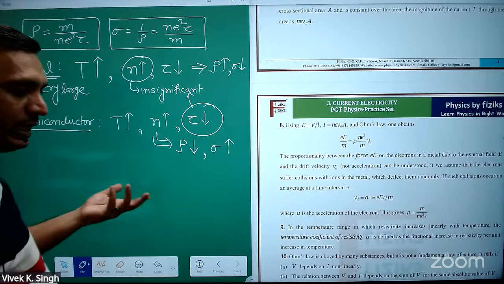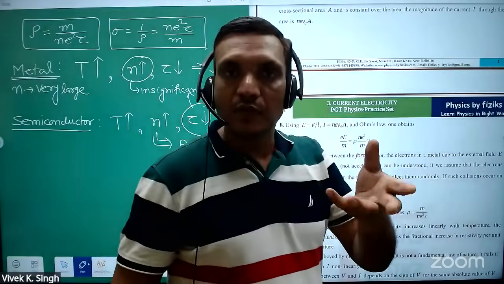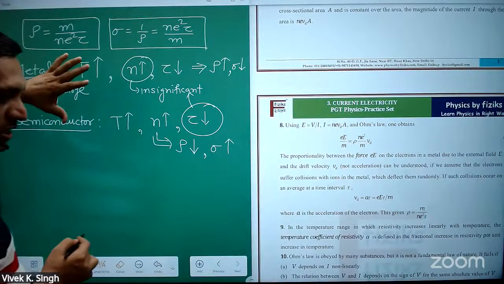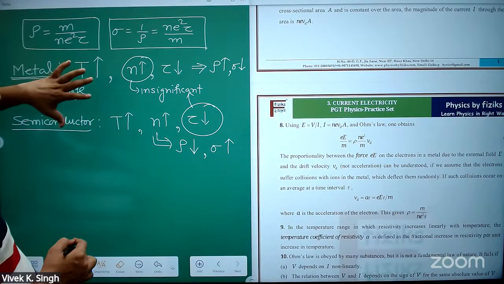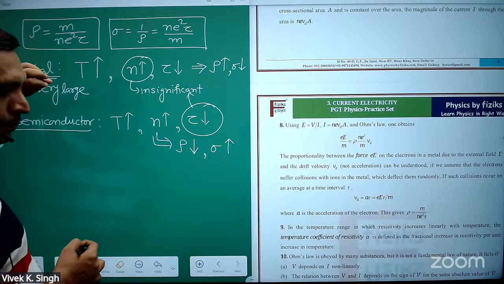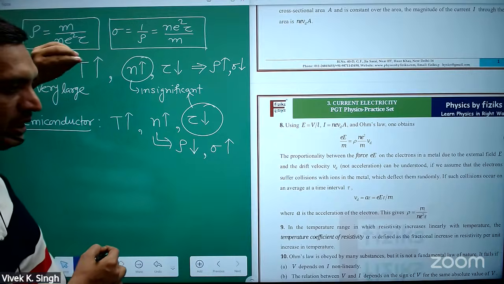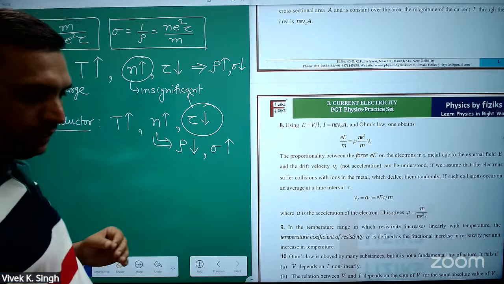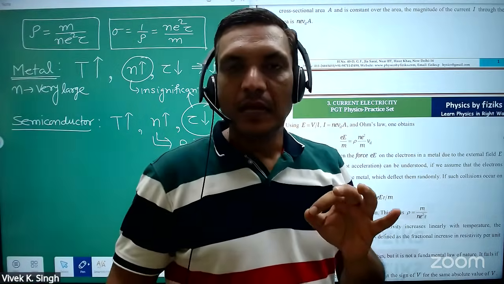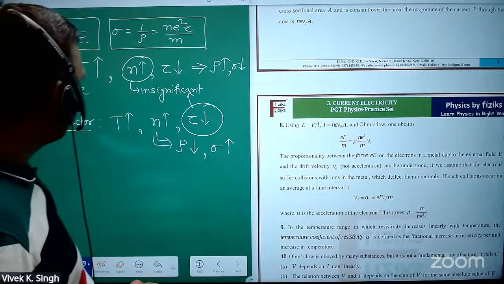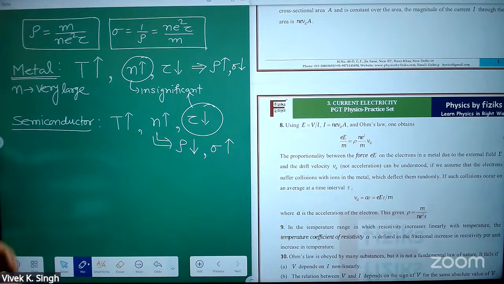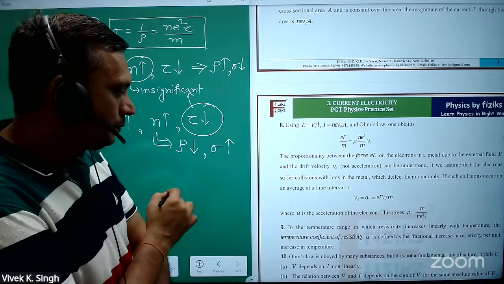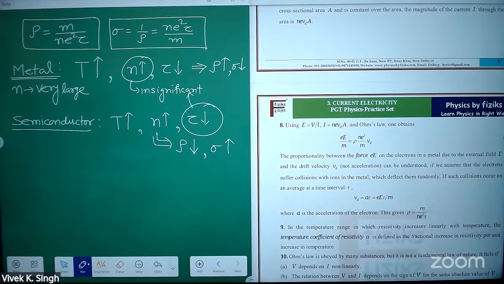So in a semiconductor and a metal, temperature behavior will be different. So you must remember this point. This is very important. Many times questions have been asked on resistivity, resistance or conductivity dependence on temperature in case of insulators, conductors or semiconductors. Is it clear? So note down.